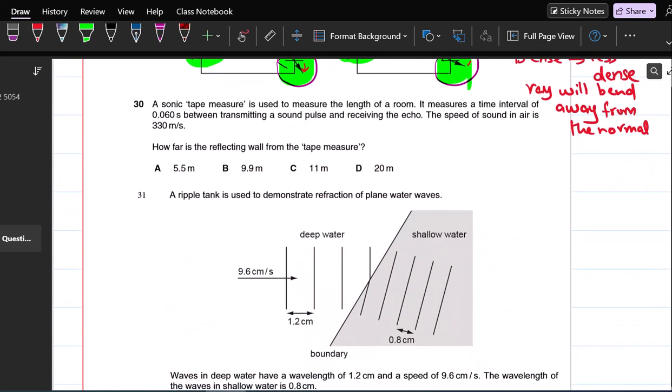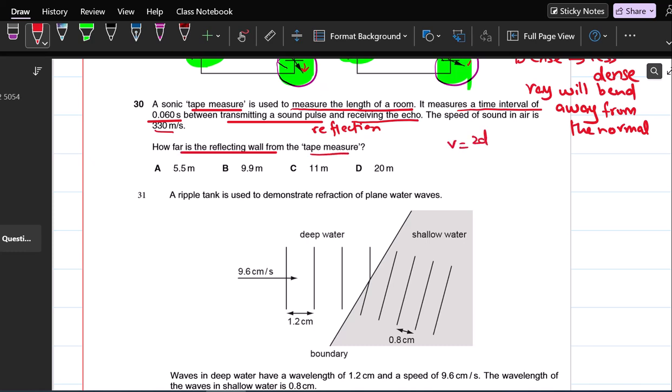Question 30. A sonic tape measure is used to measure the length of a room. It measures a time interval of 0.06 second between transmitting a sound pulse and receiving the echo. So reflection is there. The speed of sound in air is given to you. How far is the reflecting wall from the tape measure? So we have to apply the echo method, v = 2d/t, and we have to find the distance.